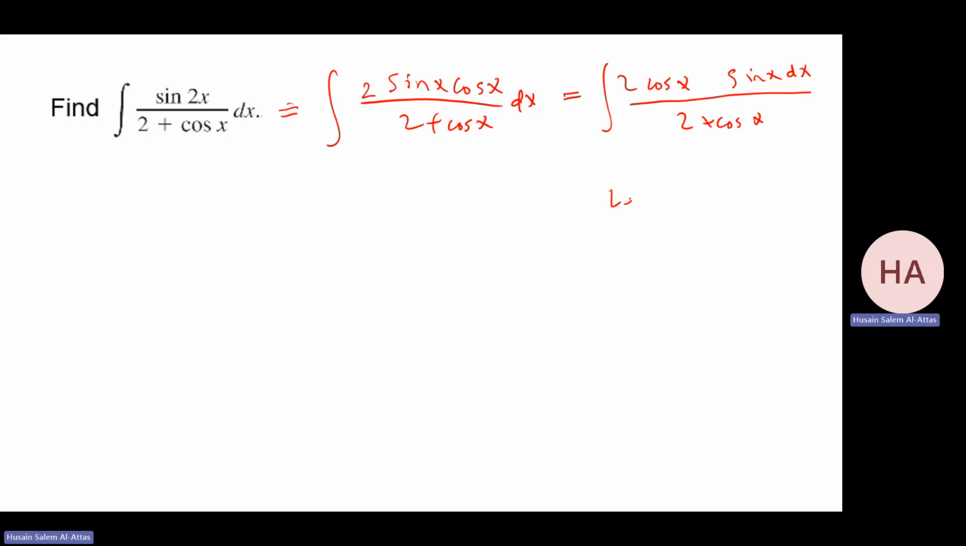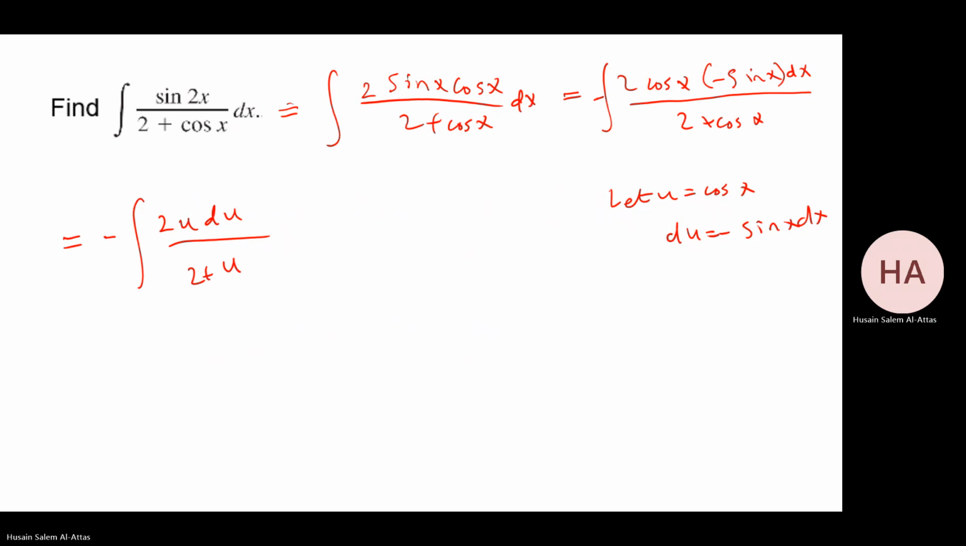Very clearly, I'm heading towards what? I will let u be cosine x. du is minus sine x dx. So I have minus here, and I have minus here. Now I do this substitution: I have minus 2u du over 2 plus u. Is that 2u du over 2 plus u?